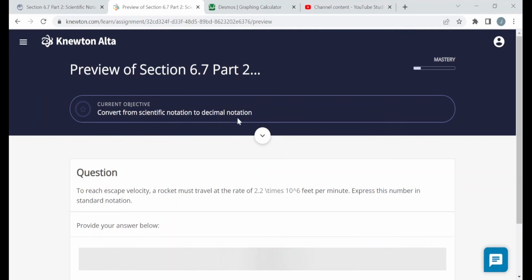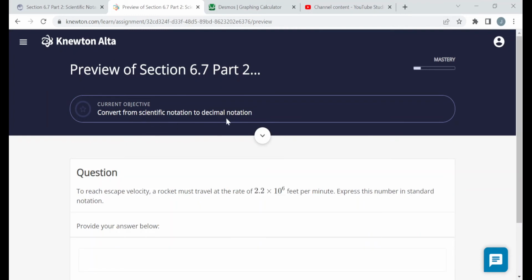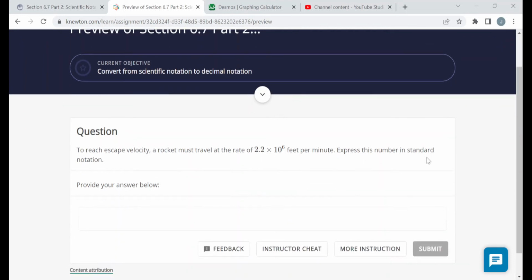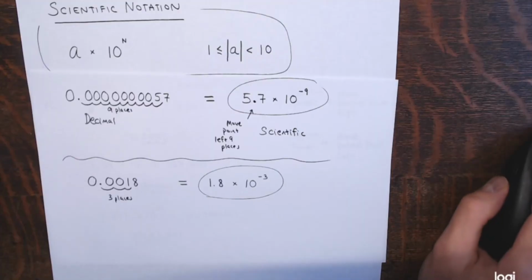All right, so this is going the other way around. Now this should be a lot easier. You're given a number that's in scientific notation and asked to just change it back, move the decimal place back with the power of 10, right? Change it to its decimal form. So to reach escape velocity, a rocket must travel at the rate of 2.2 times 10 to the 6th feet per minute. Express this number in standard notation or decimal notation, right? Not scientific.